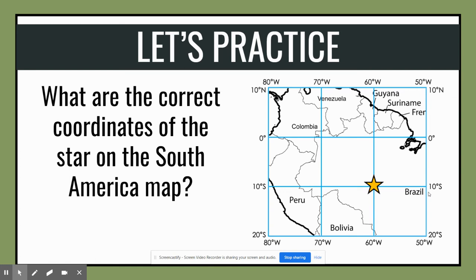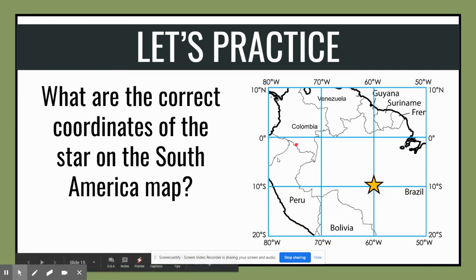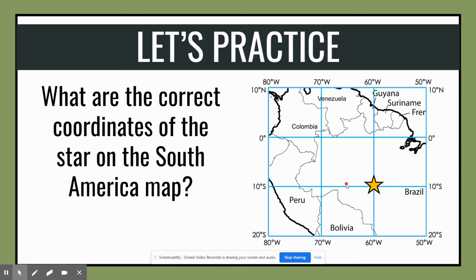We are going to determine the coordinates for the country of Brazil, because you see the stars here on Brazil. Okay, so this is a little easier because the star is on the latitude and longitude lines. This doesn't always happen, but it is on the lines, exactly, it meets at a point or an intersection.